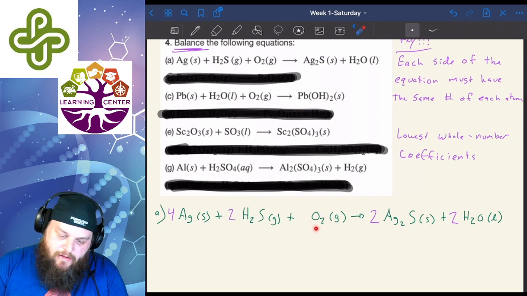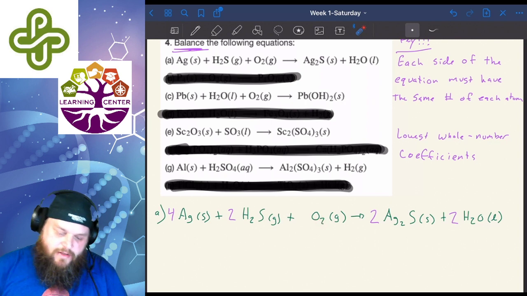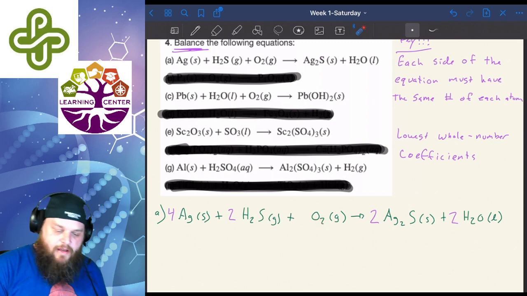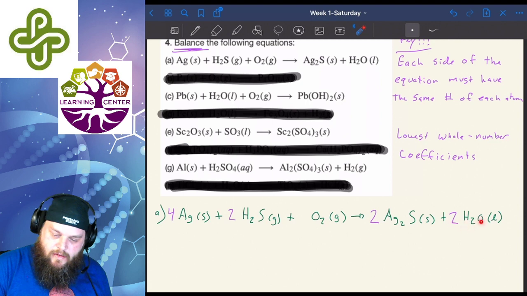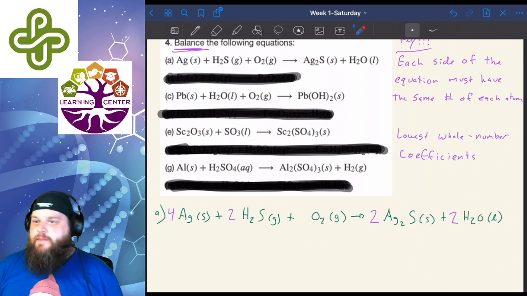The last thing I need to look at is this oxygen. So here I have two oxygens. Now I have two oxygens. I'm set. So I can double check. 4 silver, 4 silver, 4 hydrogens, 4 hydrogens, two sulfurs. We have to multiply that by 2. 2 sulfurs here, 2 oxygens, 2 oxygens, and that one's balanced.